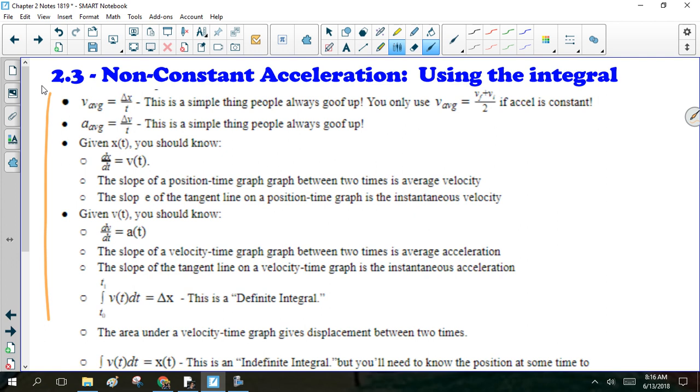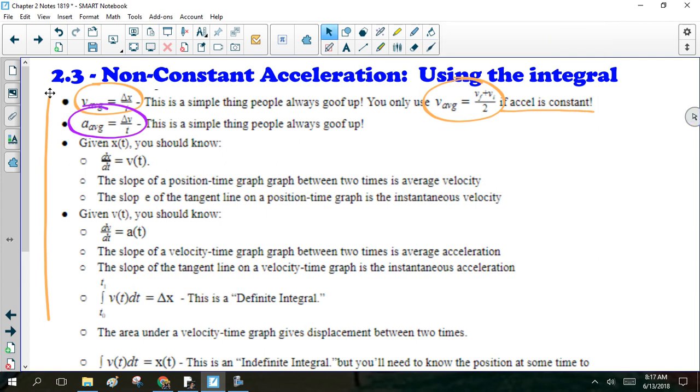Really quick, remember, anytime you're trying to find average velocity, it's displacement over time. You can only use (VF plus VI) over 2 if the acceleration is constant, so watch out for that. Anytime you're trying to find average acceleration, you have to do change in velocity over time. So those are definitions. There will definitely be problems where you need to find average velocity and average acceleration, and unless the acceleration is constant, you have to go to those two.